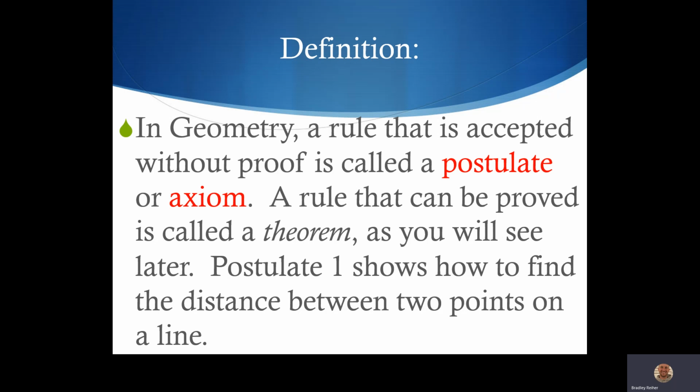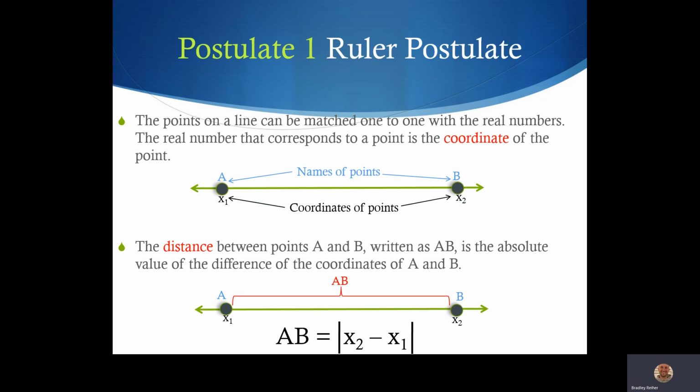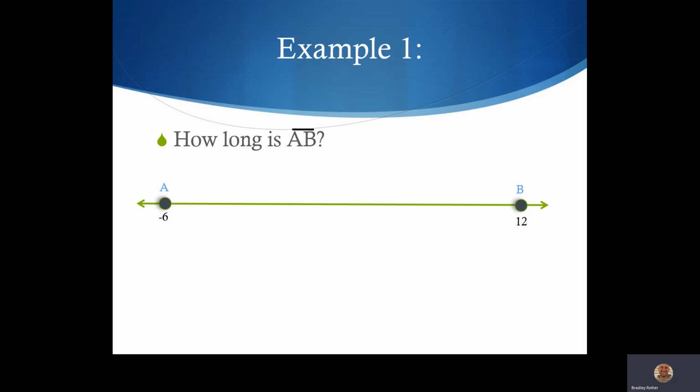Okay, so we've already looked at postulates. Here's how it's actually defined. In geometry, a rule that is accepted without proof is called a postulate or an axiom. A rule that can be proved is called a theorem. And you're going to see a lot of theorems this year. Postulate 1 shows how to find the distance between 2 points on a line. So that's what we're going to look at next. Actually, there's postulate 1. We're going to do an example first, just to see if you can kind of figure out what postulate 1 is going to tell you.